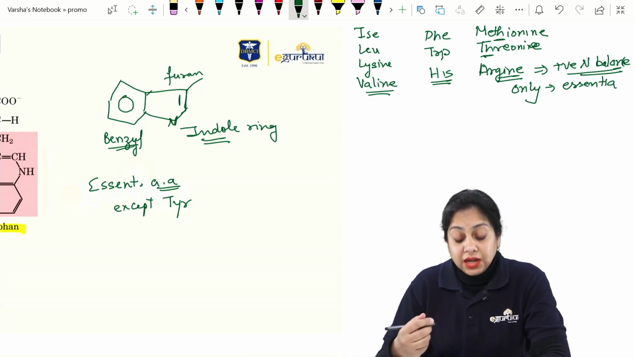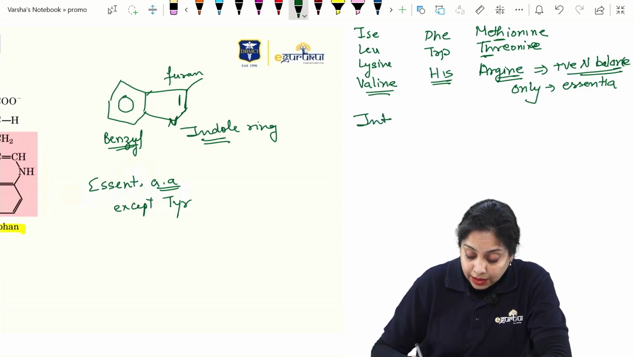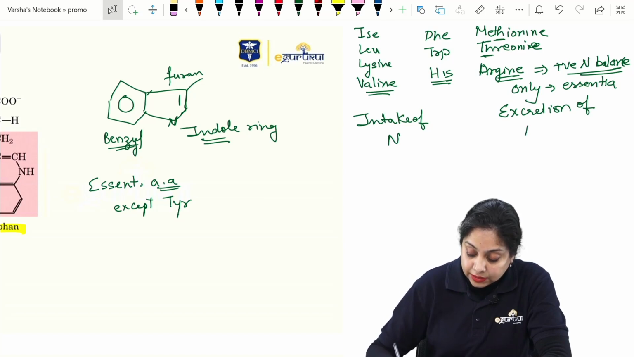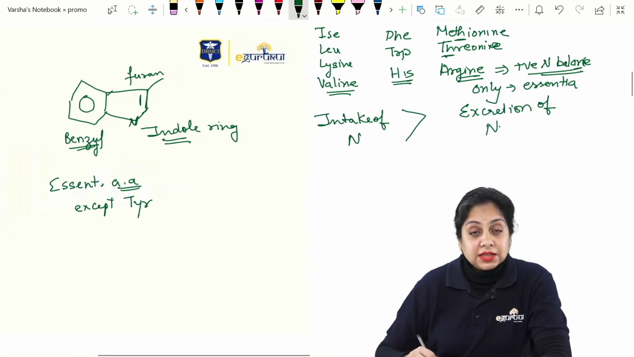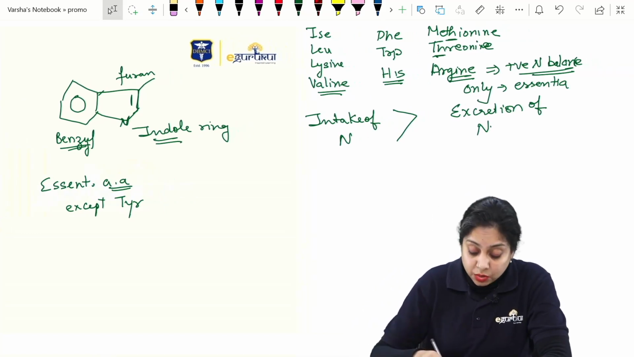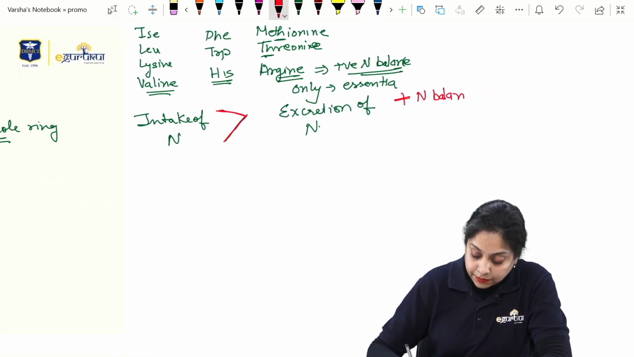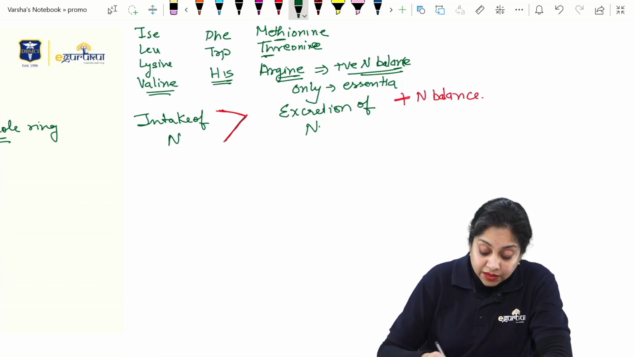So if the intake of nitrogen and the excretion of nitrogen are very well balanced in the body, right? If intake exceeds the excretion, it means the body is having more nitrogen now, and that gives rise to the positive nitrogen balance. Positive nitrogen balance. Right? Now, the other way round.